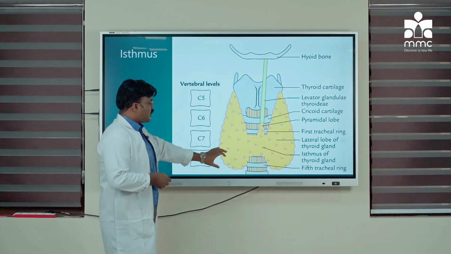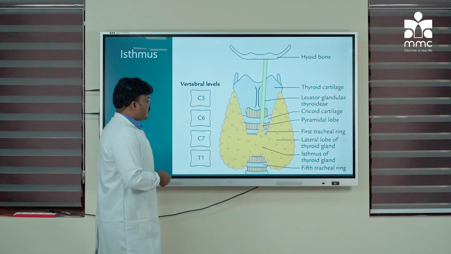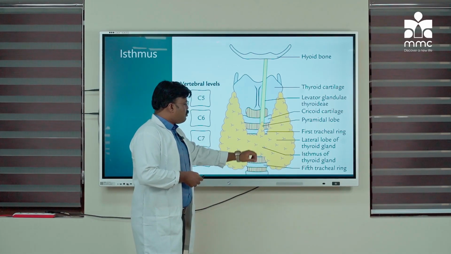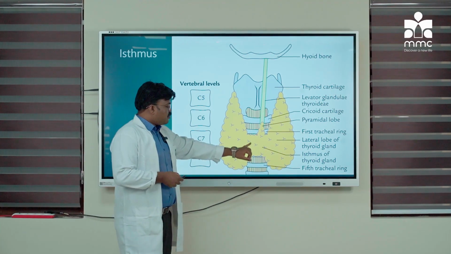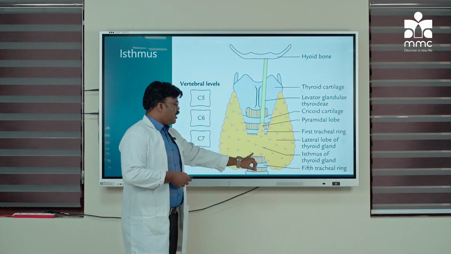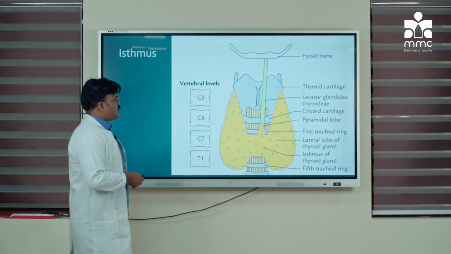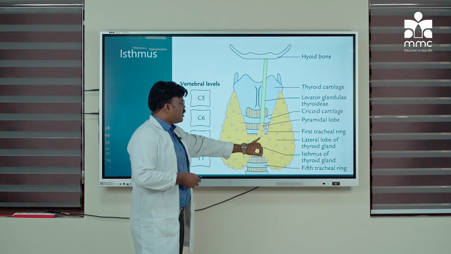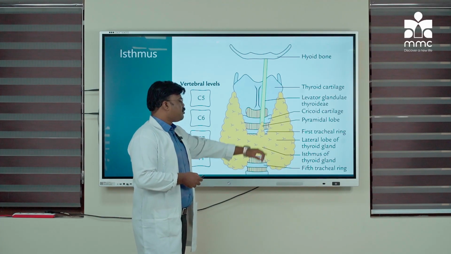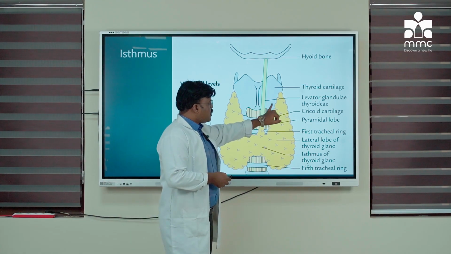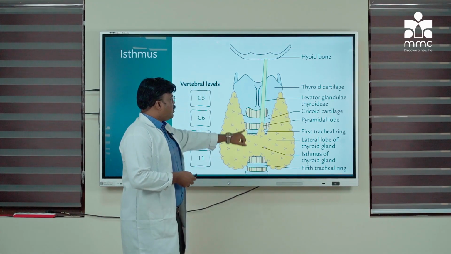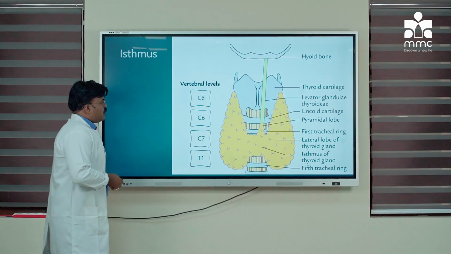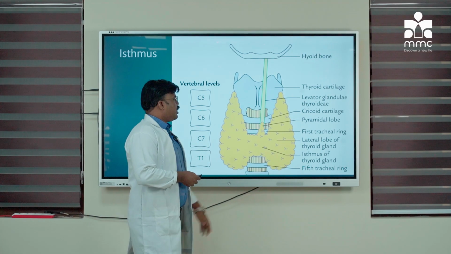Next, the connecting part that you call the isthmus. The isthmus is a small structure which measures 1.25 centimeters on any side, lengthwise and breadthwise. From the isthmus you will get a small extension that you call the pyramidal lobe, and in some cases you will get another fibromuscular tissue that you call the levator glandulae thyroideae. So these are the things related to the isthmus.